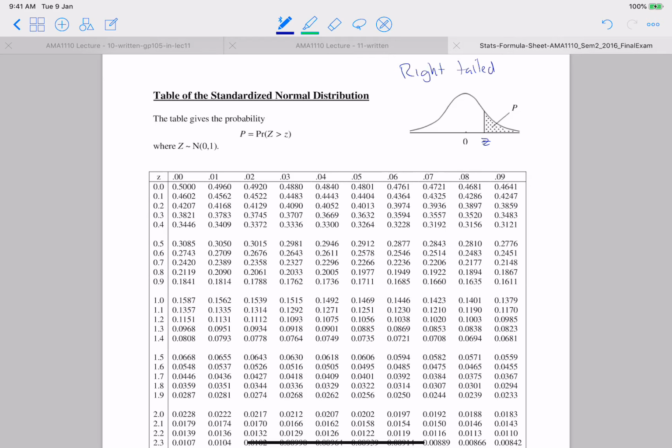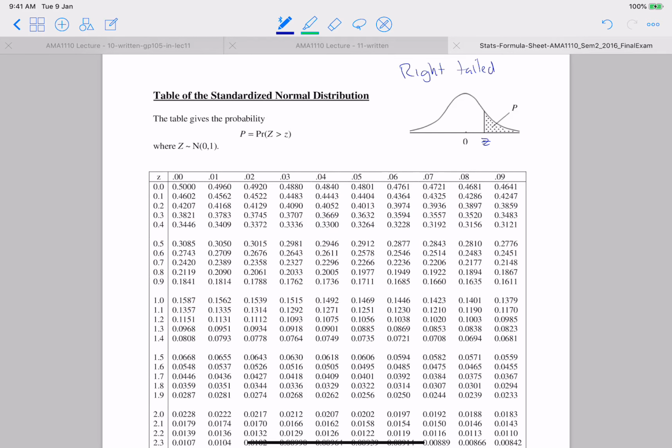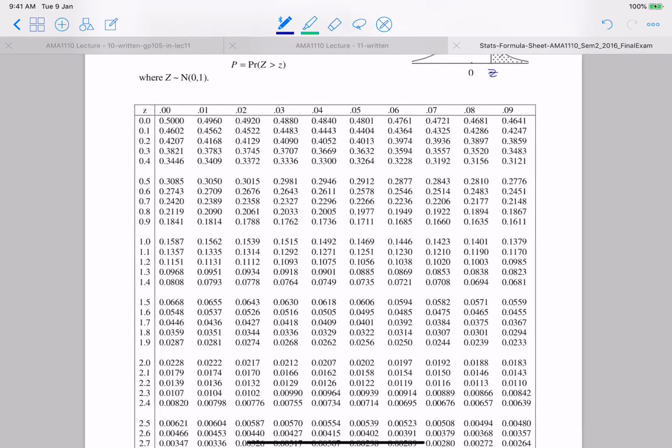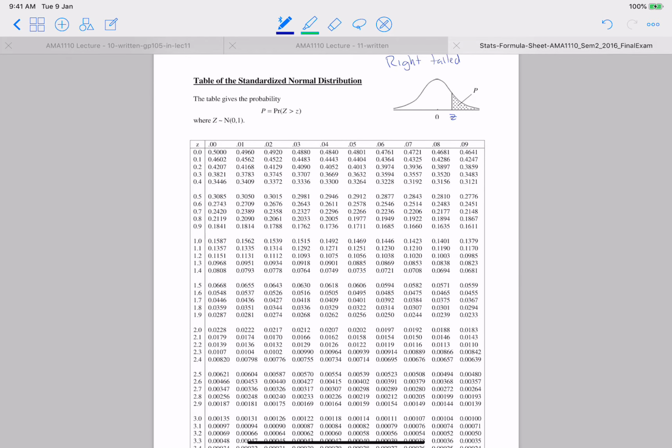So how do we read this? For example, first, we want to find the area to the right of 2.48, like in this picture here. So we go to our standard normal table. We look for 2.4. On the left, you can see there's a 2.4. Bam, right here, 2.4. So you can highlight it.